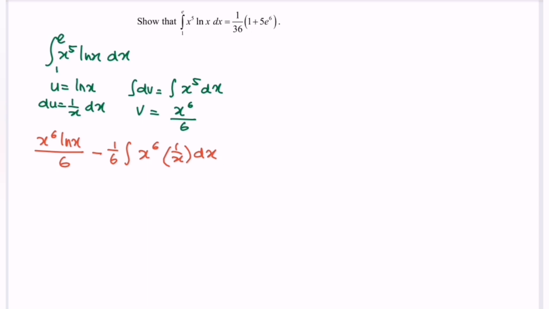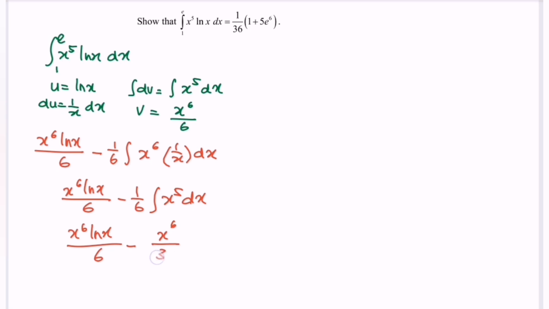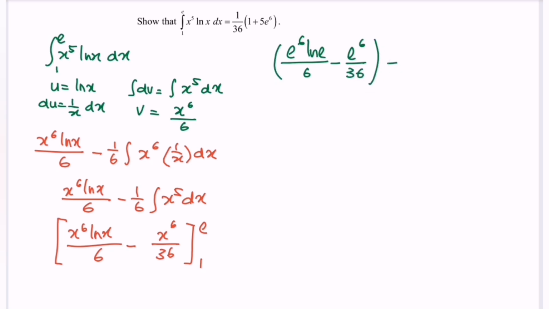Rewrite the situation. We have x to the power 6 ln x over 6 minus 1 over 6 integral of x to the power 5 dx. So integrating, we have ln x multiplied with x to the power 6 over 6, minus x to the power 6 over 36, with the limits 1 and e. Kindly substitute. We have e to the power 6 ln e over 6 minus e to the power 6 over 36. If we substitute 1, we have 1 ln 1 over 6.